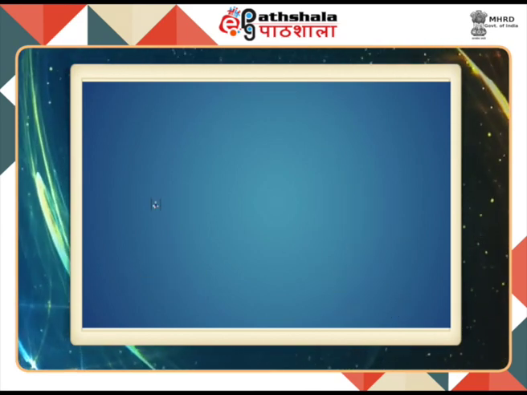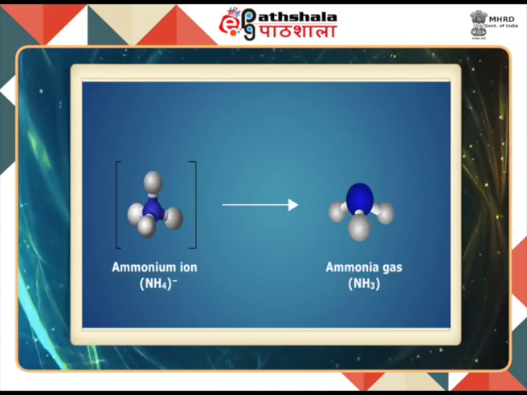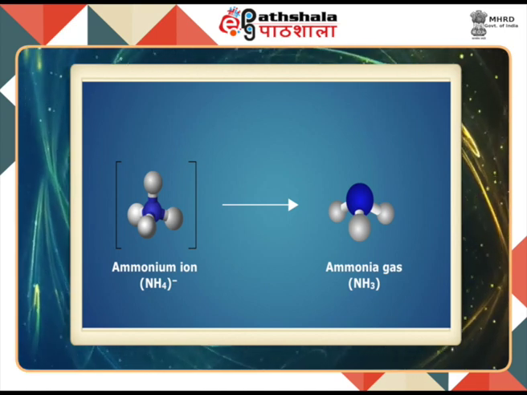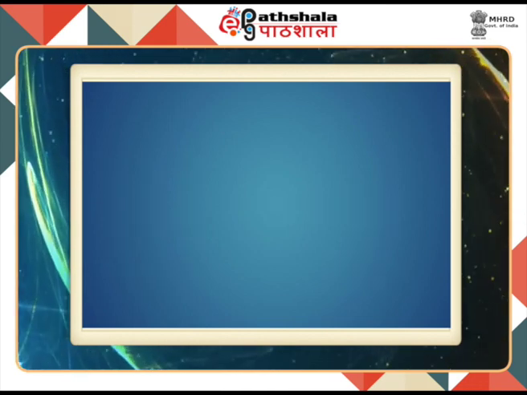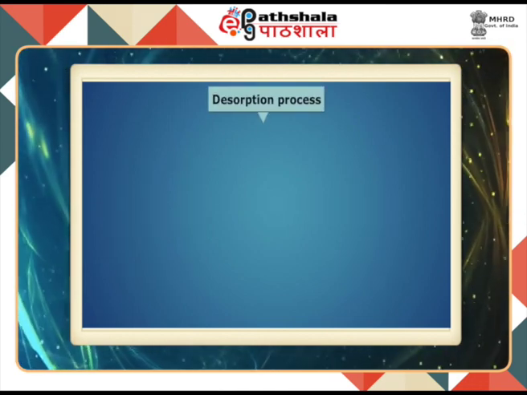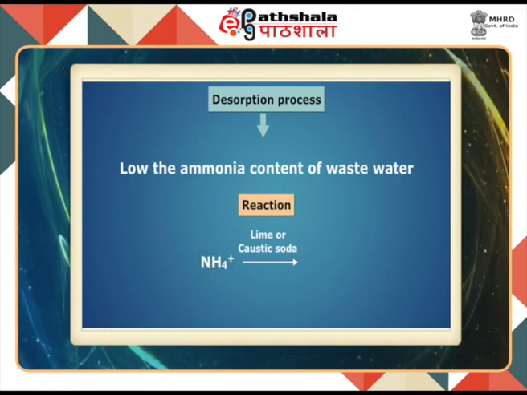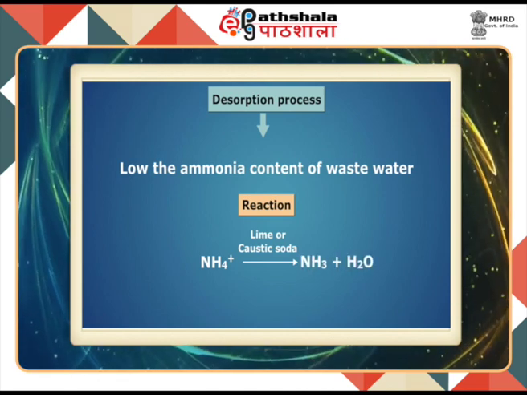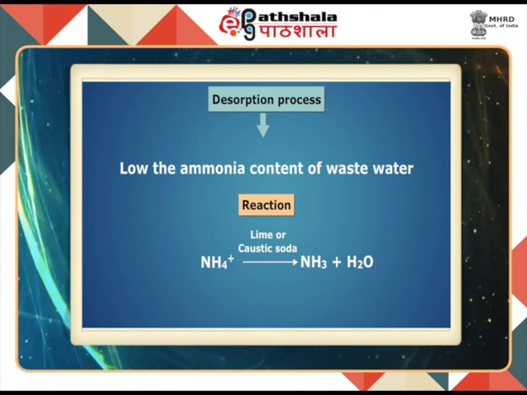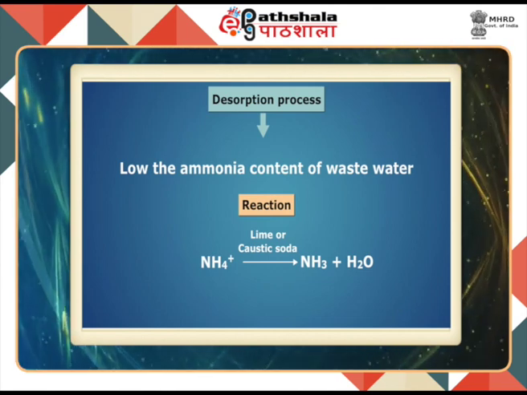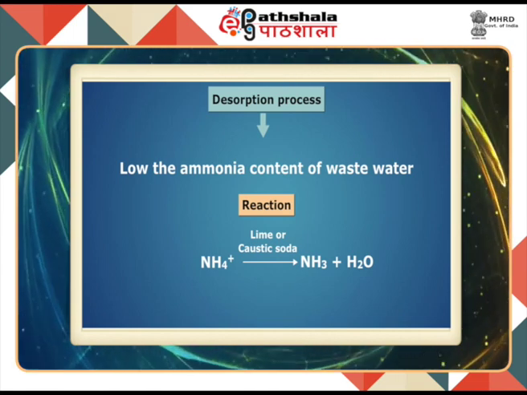Increasing the pH converts the ammonium ions into NH3 gas. Most of the dissolved ammonia gas may be expelled from water into the atmosphere. It is a simple desorption process which is used to lower the ammonia content of wastewater. Lime or caustic soda is added to the wastewater until the pH reaches 10.8 to 11.5, and at such high pH, ammonium ions convert into ammonia gas.